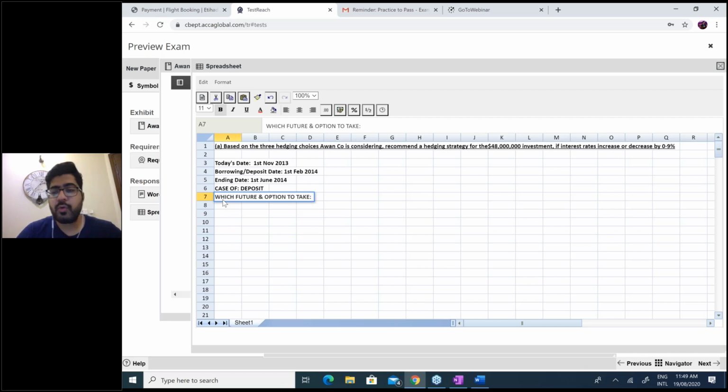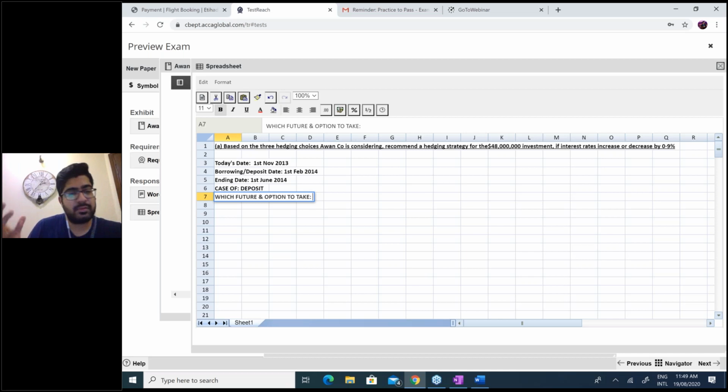Futures and options are only available for 4 periods: December, March, June, September, every quarter. There is no other future or option available. No mid months. If you are planning to borrow or deposit on 1st Feb, you would most likely need a future option for 1st Feb, but there is none available for 1st Feb. So it's December, March, June, September.